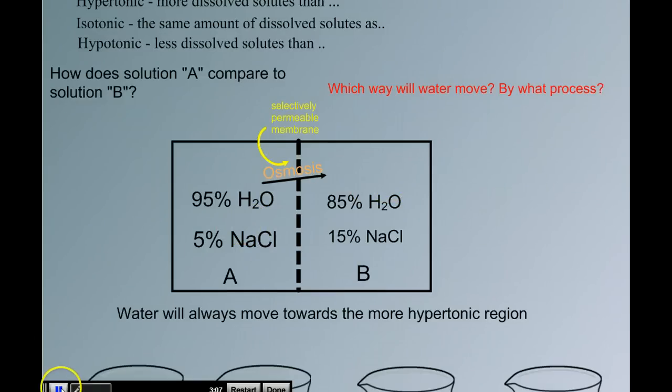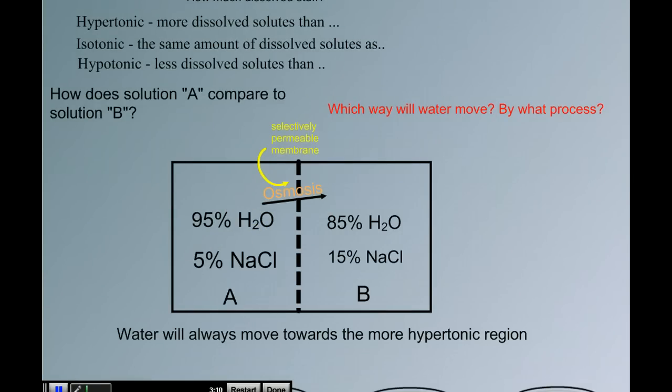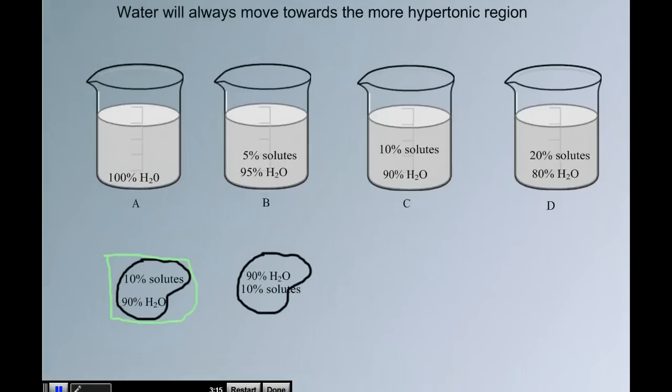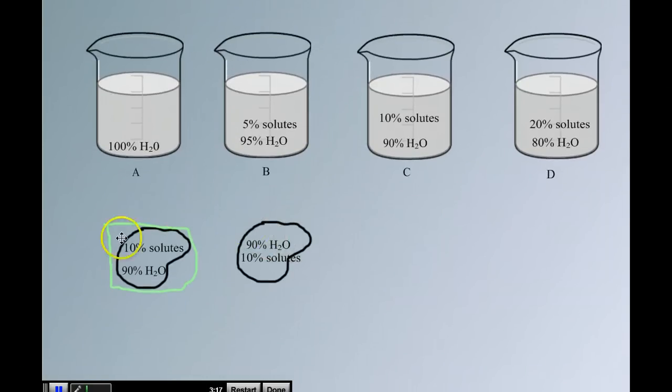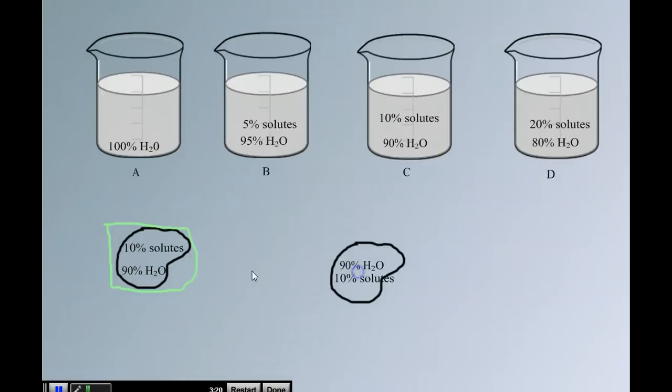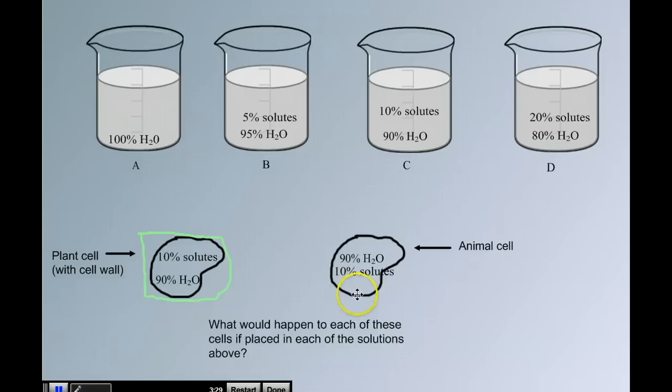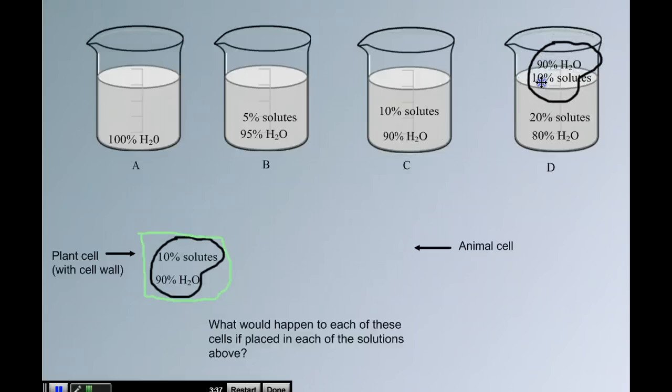Let's look at another situation where we're looking at cells. Here we have four different solutions and two different cells. I have an animal cell and a plant cell. This represents the cell wall around here. So the question is, what will happen if I place each of these cells into each of the solutions above? Well, let's look at it one at a time. If I take the animal cell and place it into this solution, how does the solution compare to the cell? Well, the solution is hypertonic compared to the cell.